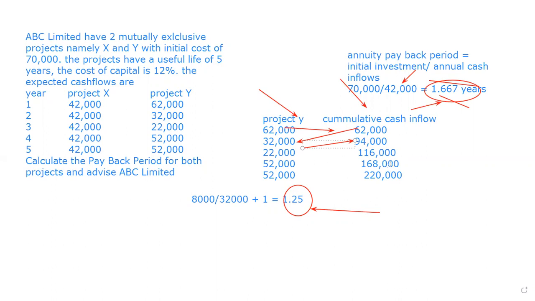But now our focus was where this initial cost of investment lies. It lies in year 2. Remember, year 1 has already passed. That's why we take 1 plus, then you get the deficit, then divide with the next year cash inflow. Then you add to that one, and you get the payback period.